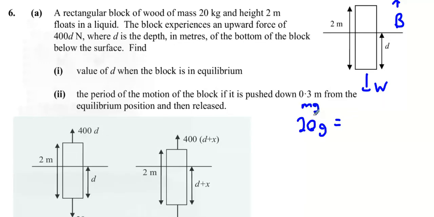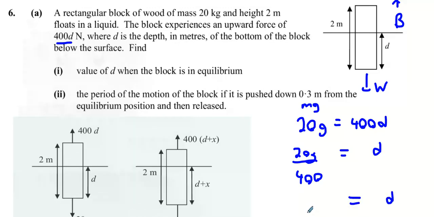Then it says it experiences a buoyancy force of 400d newtons. So this implies that d on its own is 20g divided by 400. 20 times 9.8 divided by 400 is 0.49, so d equals 0.49. So we've had to find out what d is quite quickly, and that is done.